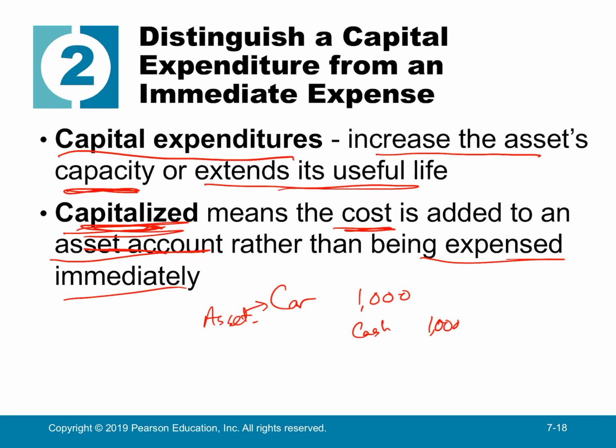The cost of the car versus an expense like rent expense and cash. Here we have an expense account. This is immediate, we're expensing immediately.